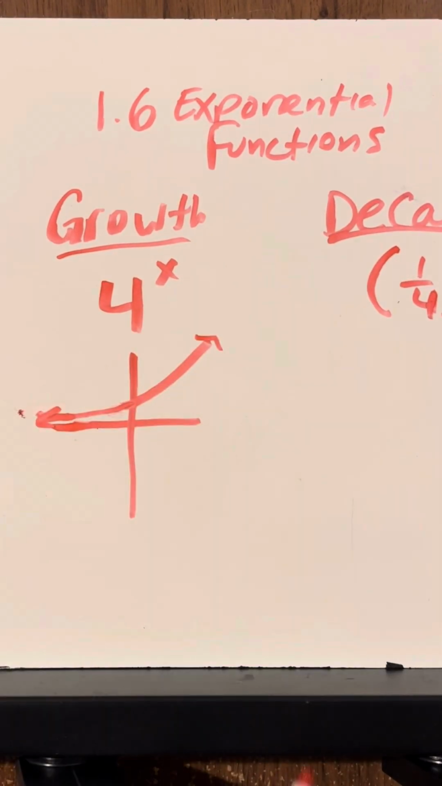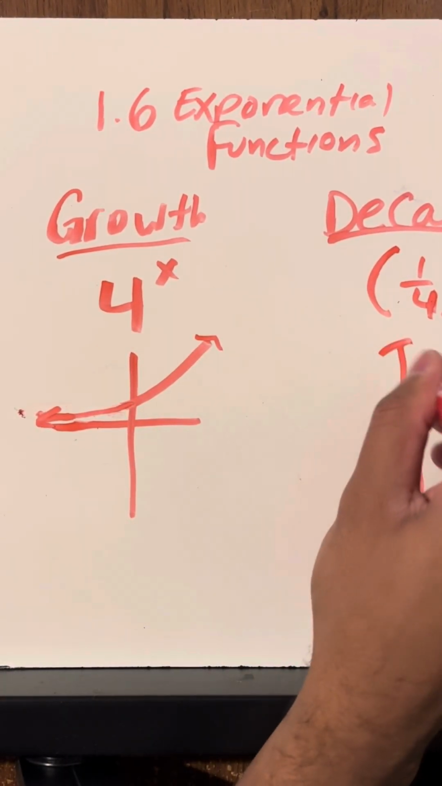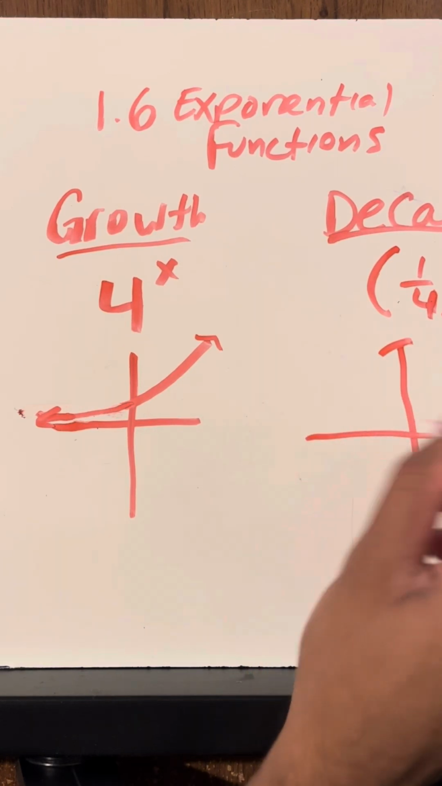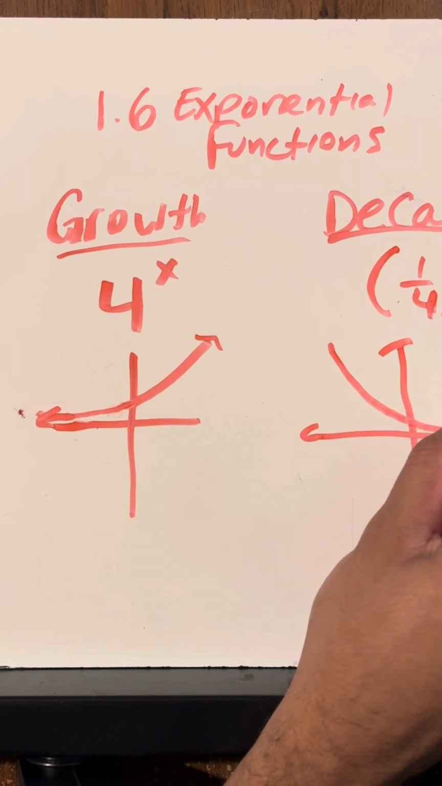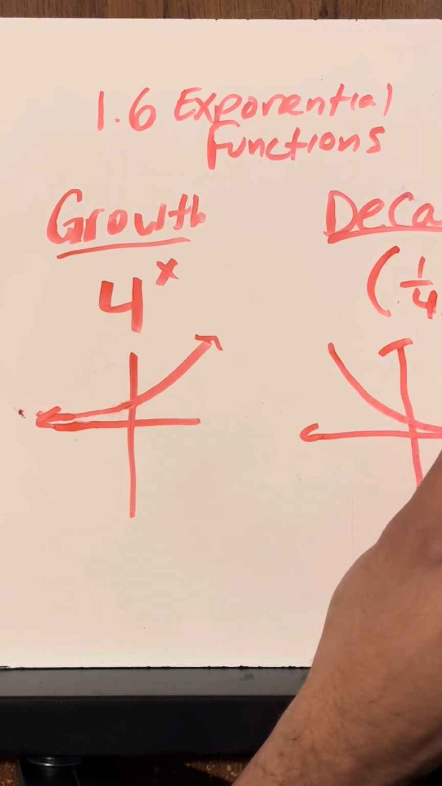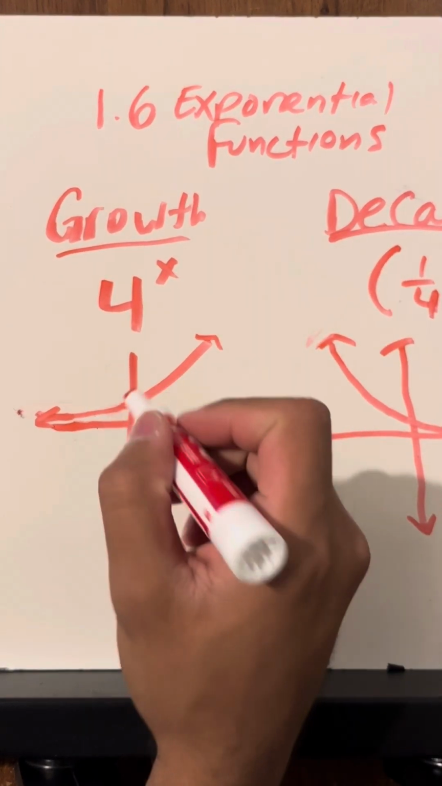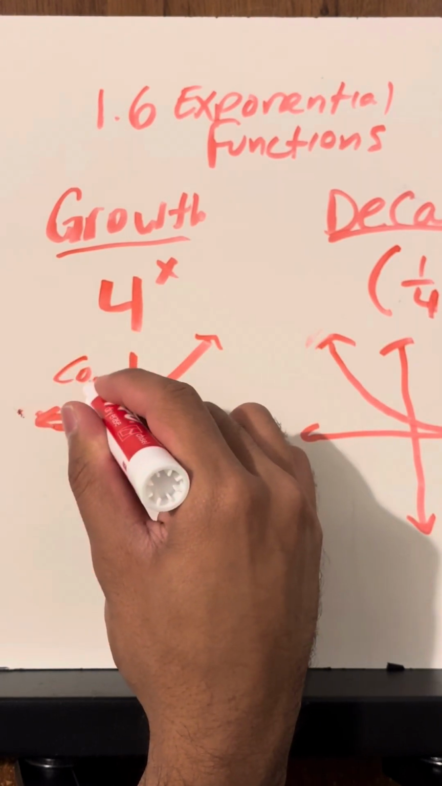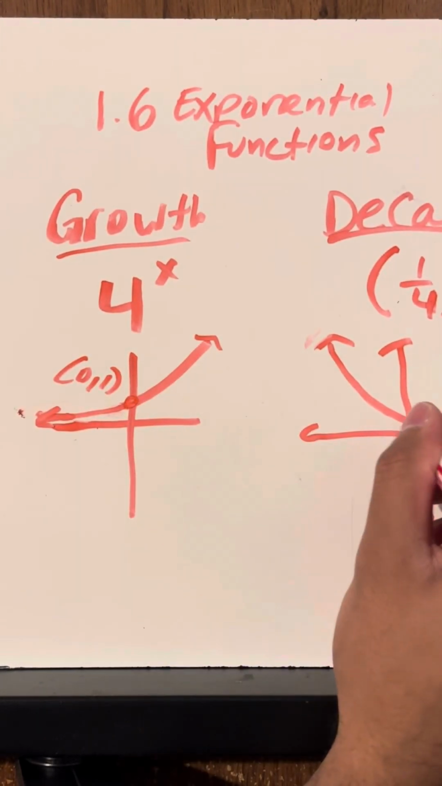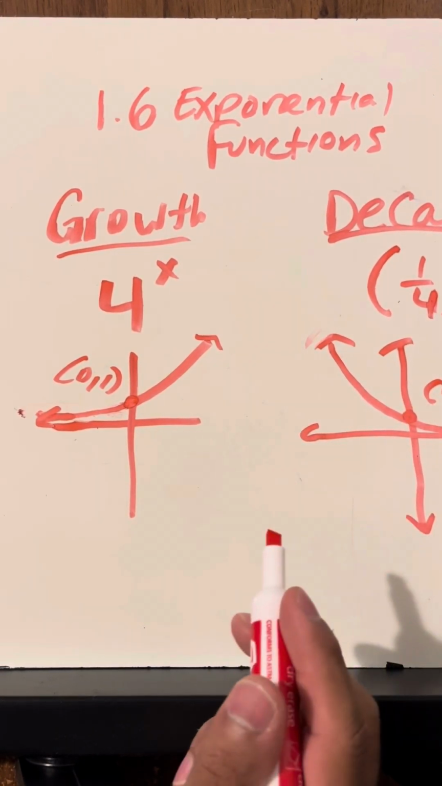A decay function would look the opposite. Where it starts high and it gets smaller and closer, never really touching the x-axis. One key feature about exponential graphs is that they will always have the point (0, 1), which is right here. Now this one, it will be (0, 1) right there.